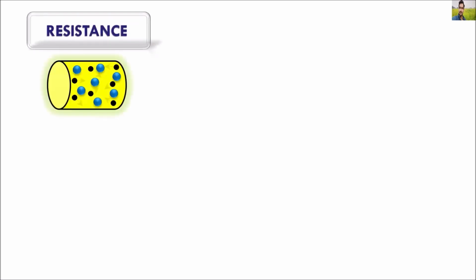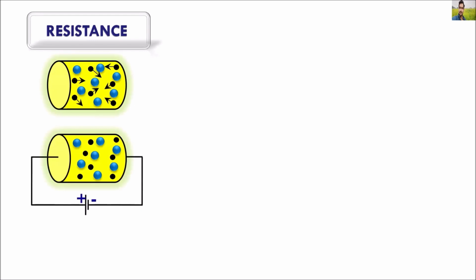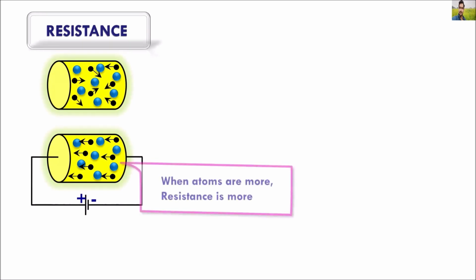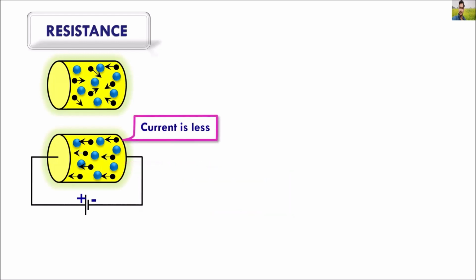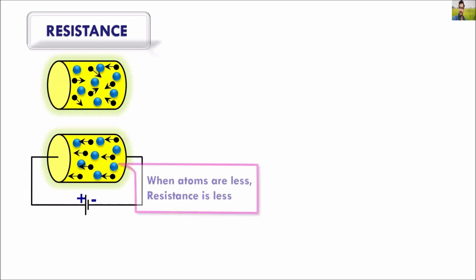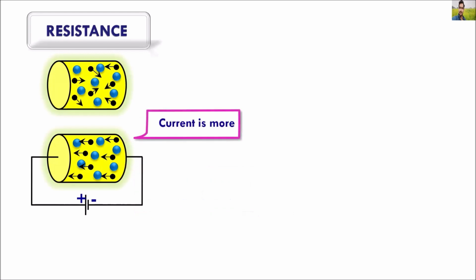What is resistance? In this animation, we can see there are various free electrons, but they are moving in random directions. So obviously, no net current will form. But if we connect them to a battery or a cell, then all the free electrons will have a particular direction, and thus they will create some electric current. When atoms are more, resistance is more and current is less. But when atoms are less, resistance is less and current is more.